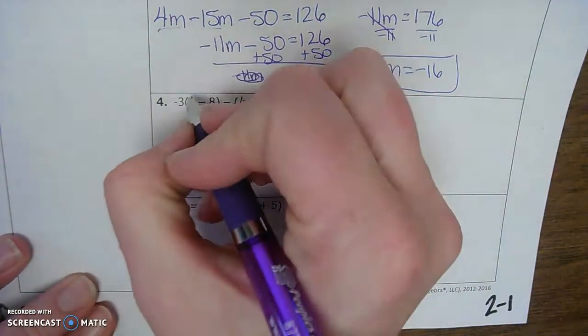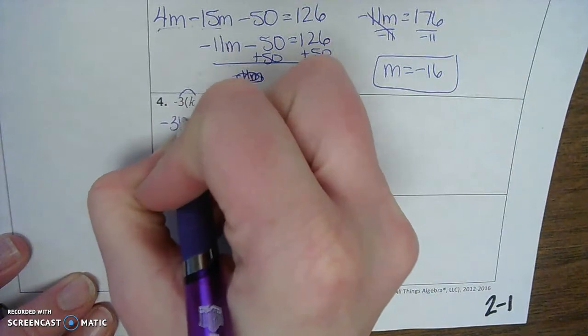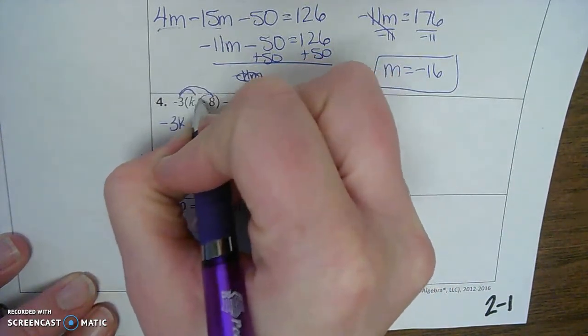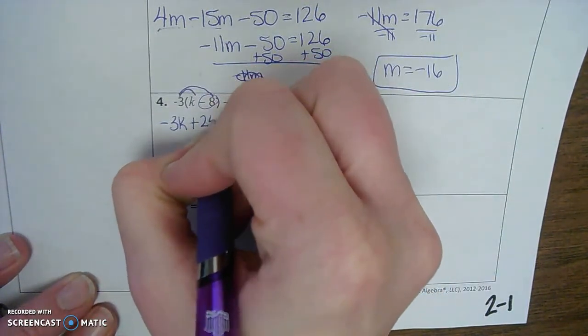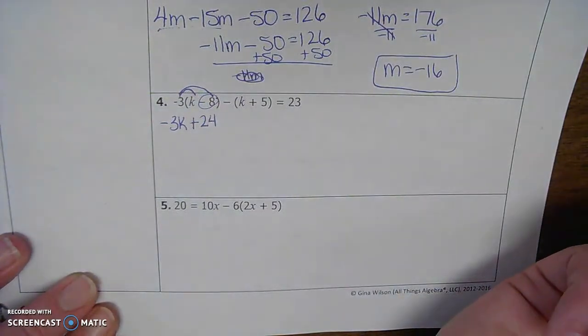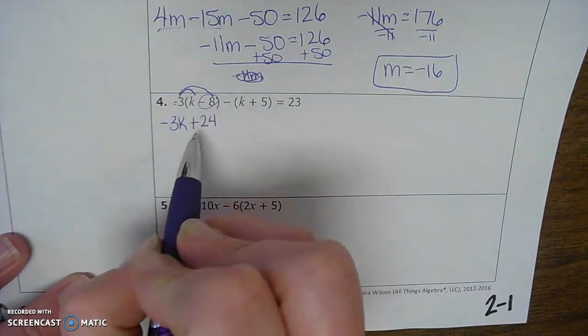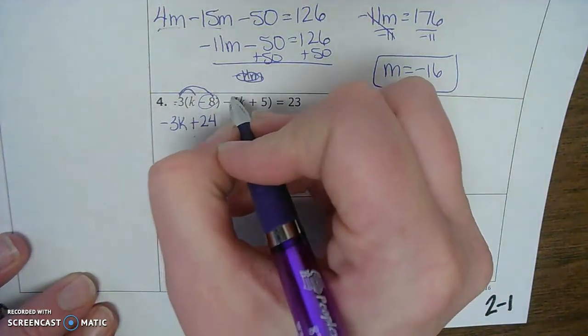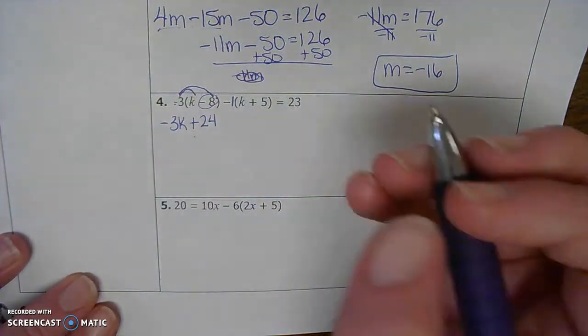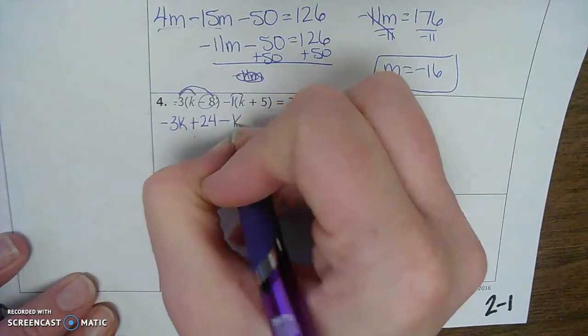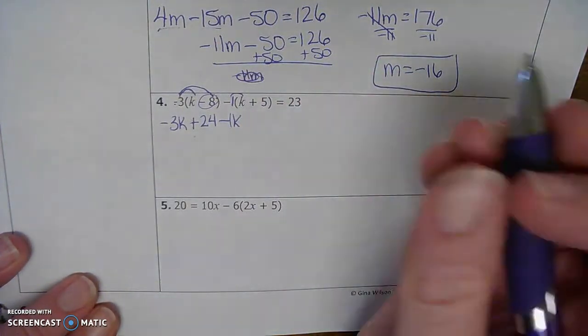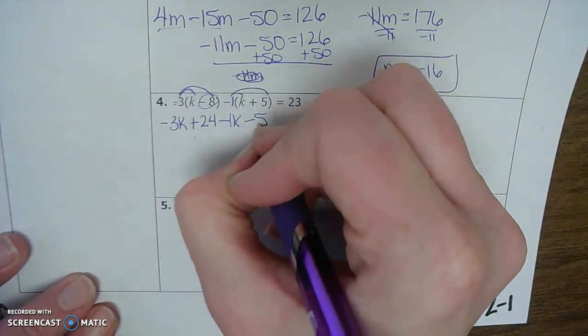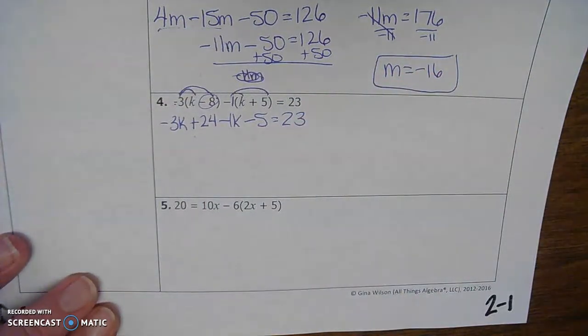When we do number 4, negative 3 times k is negative 3k. Negative 3 times negative 8 is plus 24. Okay, so negative here makes it positive. Here, this is like distributing a negative 1. So minus k, again, if you want to put the 1, and then minus 5 equals 23.